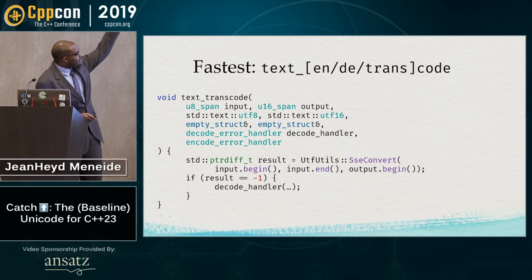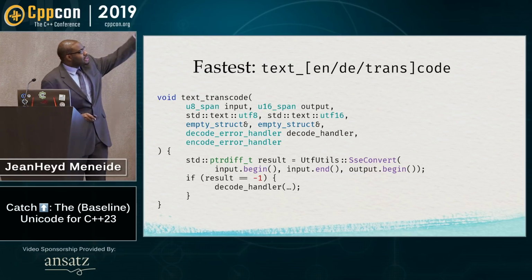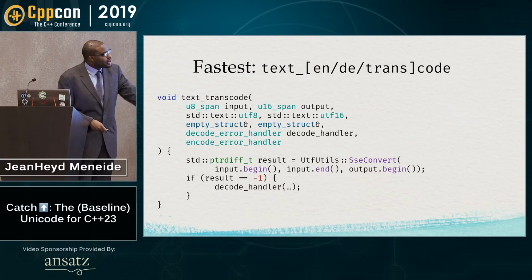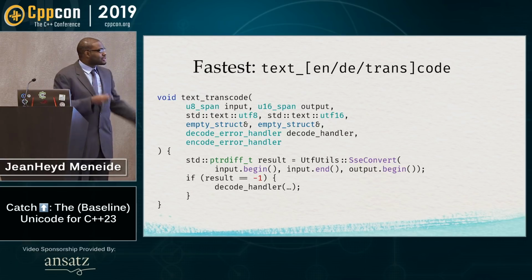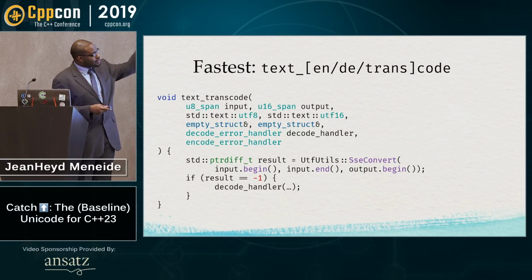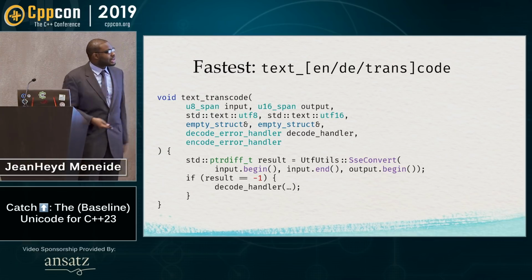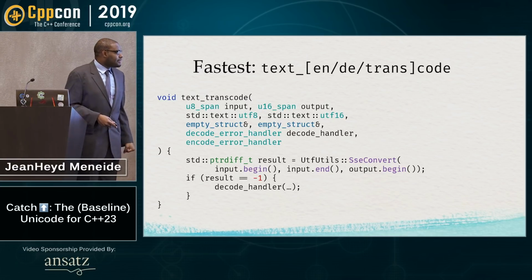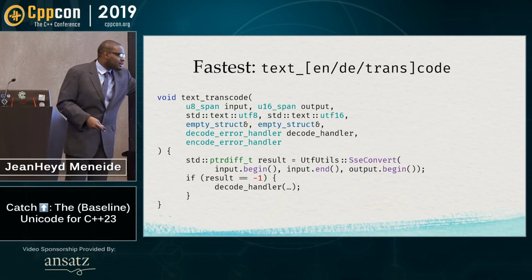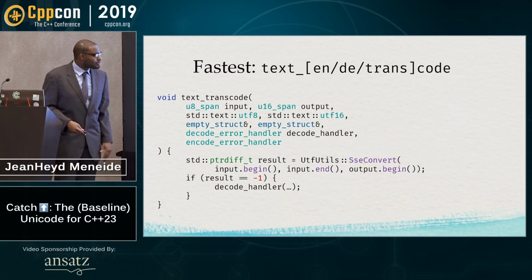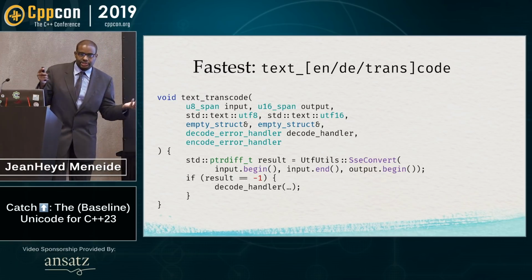And so in this case, we have an example of text transcode. You have an input, output. You have the encoding types. You have empty structs. Again, they're empty structs, so we don't care about them. And then we have the decode handler, right? And we're using this weird thing called UTF-utils SC convert, right, which is a SIMD optimized conversion function. And then we check if we hit an error, and if not, we call the decode handler with the necessary parameters, and that's basically how text transcode works, right?